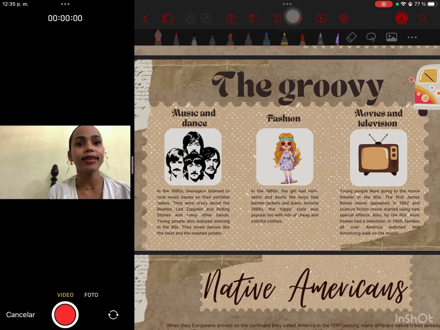In the 1960s, the girls wore miniskirts and boots. The boys wore leather jackets and jeans. Around 1968, the hippie style was popular too, with a lot of chic and colorful clothes.